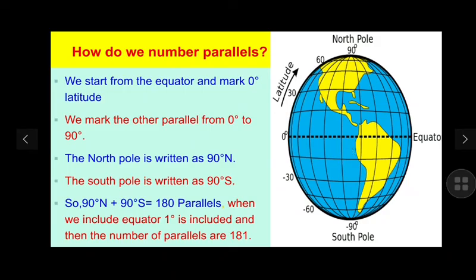So we can say that 90 north plus 90 south is equal to 180 parallels. When we include the equator, that is 1 more, so when we include it, the number of parallels is 181. If I say excluding the equator, it will be 180. So including the equator, at an interval of 1 degree, the total number of parallels is 181. But when we exclude it, there are a total of 180 parallels.